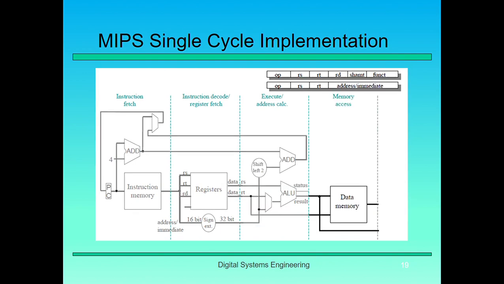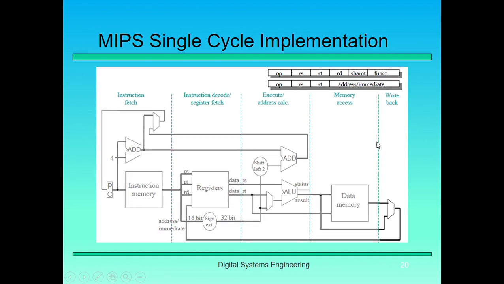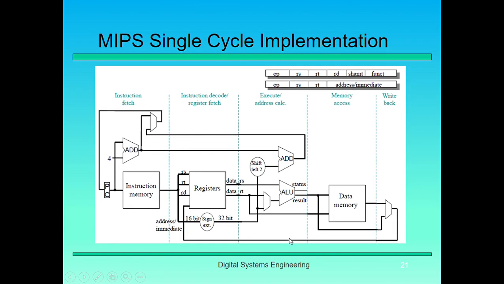Next we have memory access. Here you can see we have the data memory, and in the end we have the write back of results to the registers. Here you can see the link for writing back the results. So this is the complete architecture for the MIPS single cycle implementation.